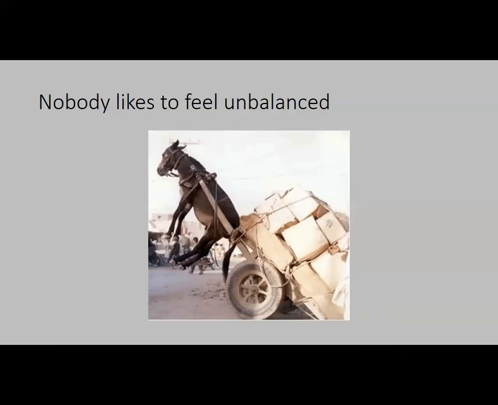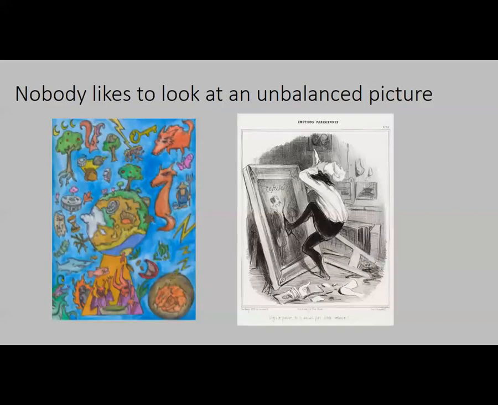But we need other kinds of lines that are going to pull us to other parts of the picture. Because there's a preponderance of directional lines that are all angled down toward the lower right, this isn't balanced. There's not anything that's going to direct us to look at other parts of the image. So nobody likes to look at an unbalanced picture.